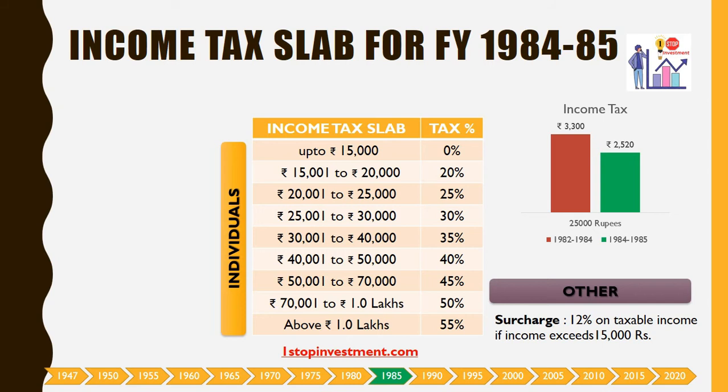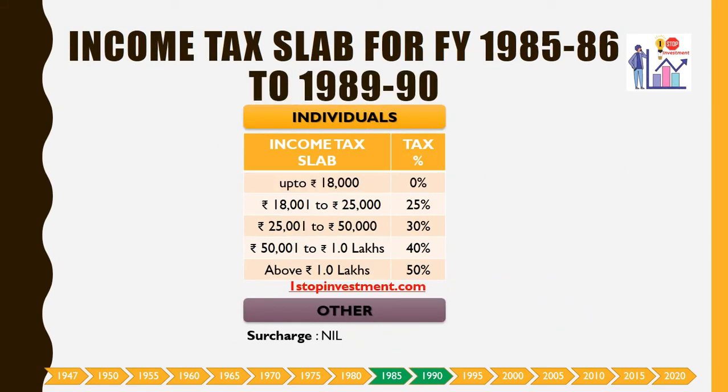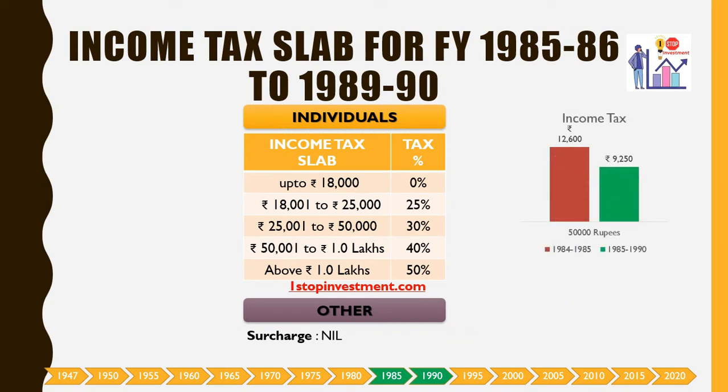For the next financial year 1985, the tax brackets were reduced to 5 and the same tax rates were followed for 5 years up to 1990. For a total income of 50,000 rupees, a person had to pay 9,250 rupees as tax with zero surcharge, which is 27% lesser than the previous tax slabs.